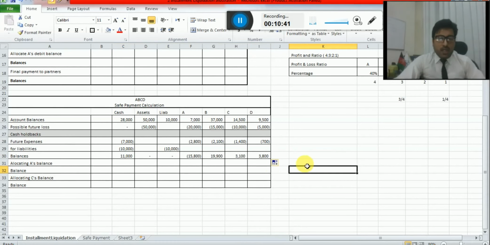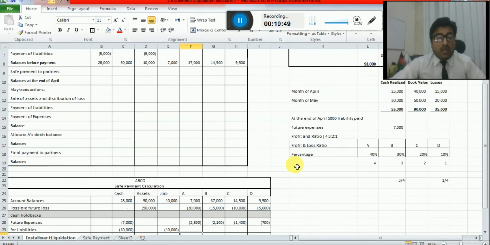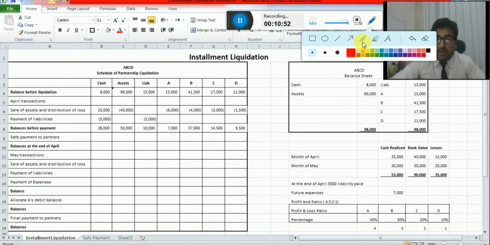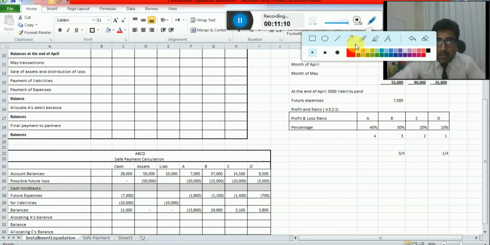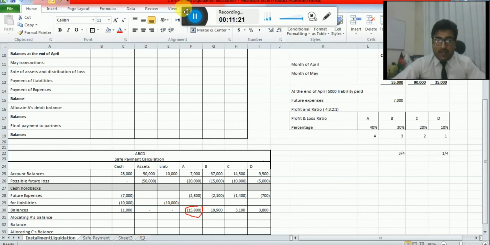Okay, dear students, look here, if we have 100% losses in the future, one individual account becomes negative. If you remember, negative is a debit balance. Okay, we explained in the last lecture about the negative value, right? And what is negative? This negative is a debit balance. It means one partner's balance will become negative, right?